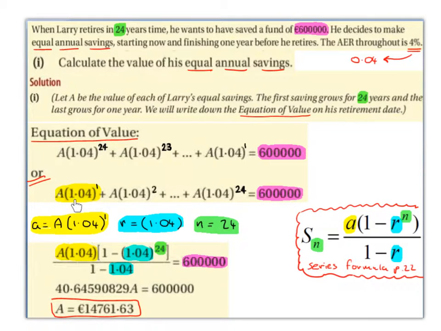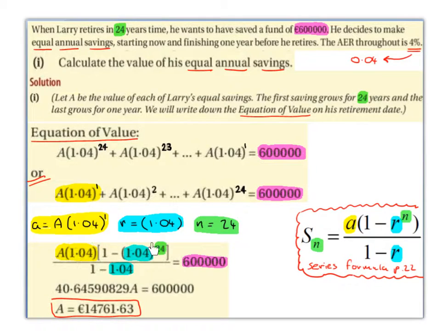So A times 1.04 to the power 1 multiplied by 1.04 gives us A times 1.04 squared, and so on. So the common ratio is 1.04, and we swap both of these r's for 1.04. And then the n is going to be 24, because it's for 24 years the saving grows. So to the power of 24, and that's all over 1 minus 1.04. So we have A times 1.04 times 1 minus 1.04 to the power of 24 divided by 1 minus 1.04, and that's all equal to 600,000.